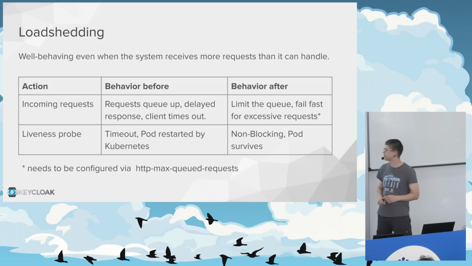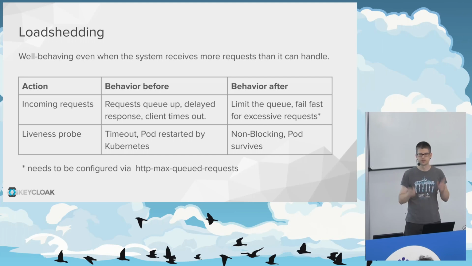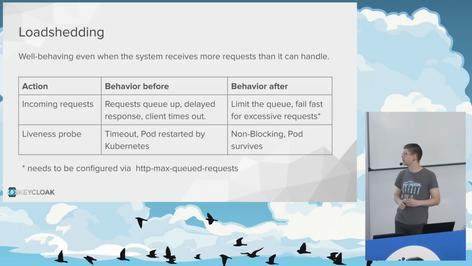Since Keycloak 24, you will see non-blocking probes, the pod will survive even under overload, and you will just see in the metrics, okay, I'm now shedding some load, some of the requests going to 503, but you won't get cycling restarts, which would then break your system. So load shedding is now part of Keycloak as well.